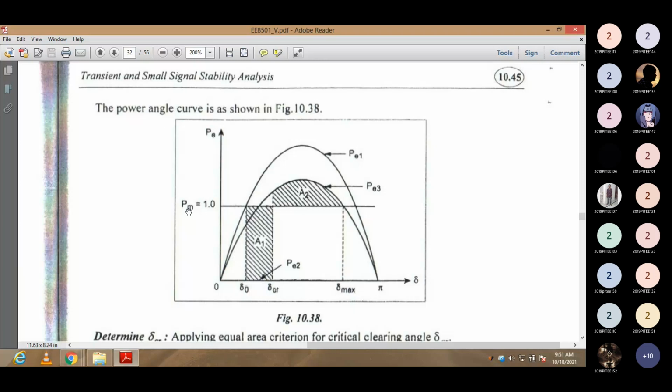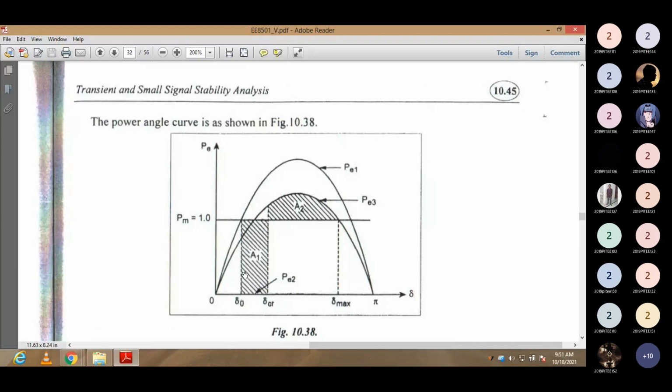So when you apply the mechanical power, now mechanical power on the 1 per unit, I have a horizontal line here. I just intersect my horizontal line with the curve. So the first cut happens, right? The mechanical power means your first touching point. That is your del naught, the initial power angle.